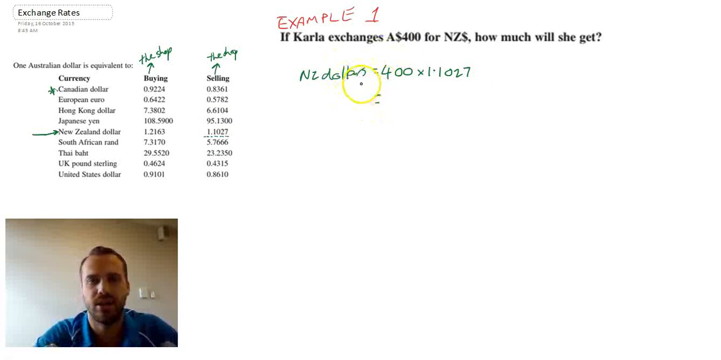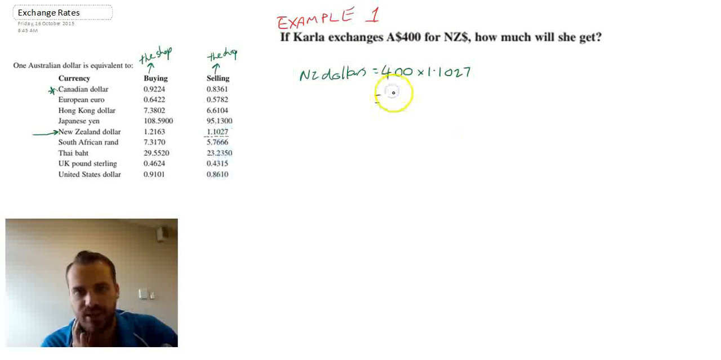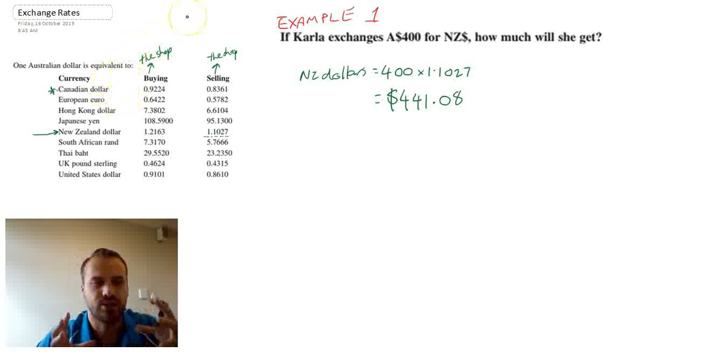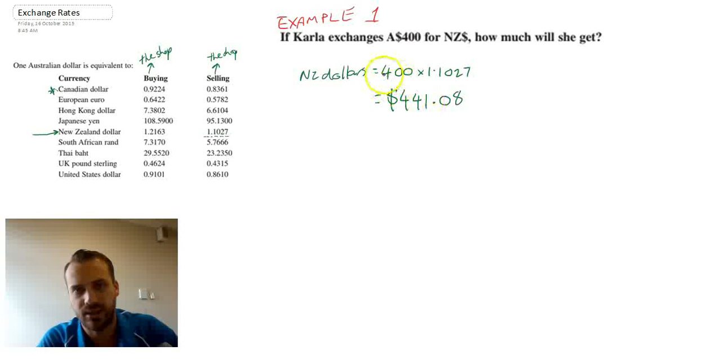And you can put that straight into your calculator and you're going to get a number from it. So if we pay 400 Australian dollars and we get New Zealand dollars, the New Zealand dollars we're going to get are $441.08. So this is the first type of question you might get asked. It's the sort of question where you have Australian dollars, you take them to the exchange, and they sell you some other currency. And these are the steps. Here's my Australian dollars, multiplied by the exchange rate. Here's my answer. Make sure you use the selling column, not the buying column.